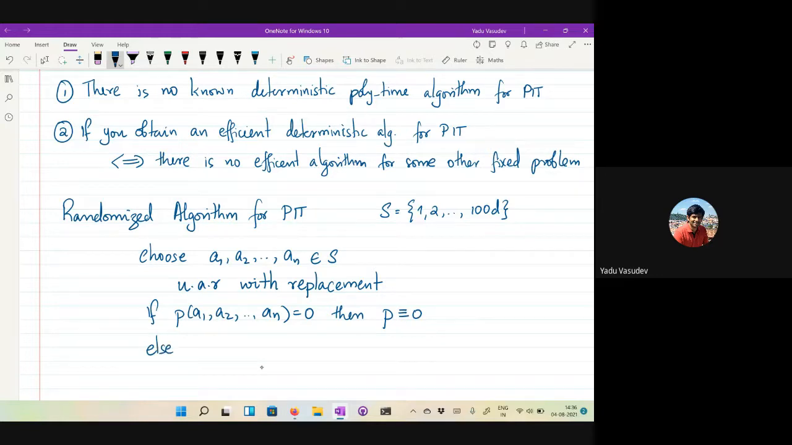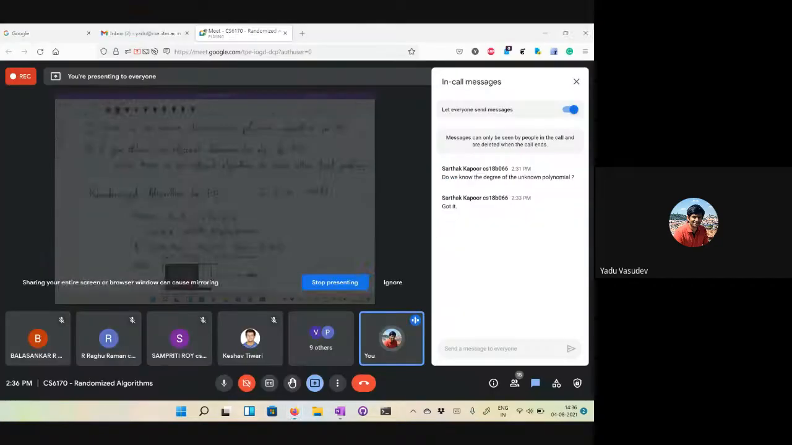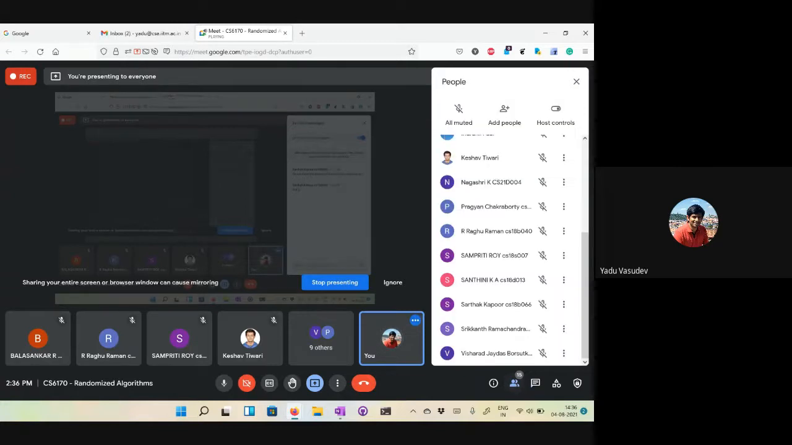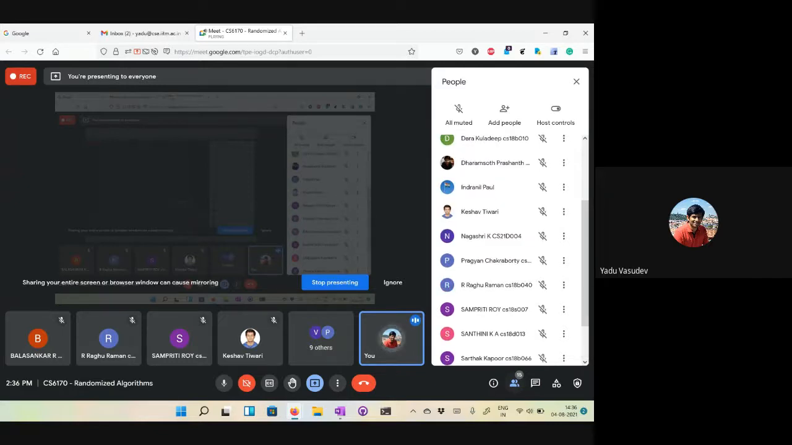Else, you say that P is not identically 0. It's the same algorithm as we saw for the univariate case, just that instead of picking one element from S, you pick n elements to assign to the n variables in P. And then you just evaluate the polynomial once again, the same way. Okay, and you check whether the evaluation turns out to be 0 or not. If it is 0, you say that it is the identically 0 polynomial. Otherwise, you say it's not. Okay. The same algorithm. Is the algorithm clear?